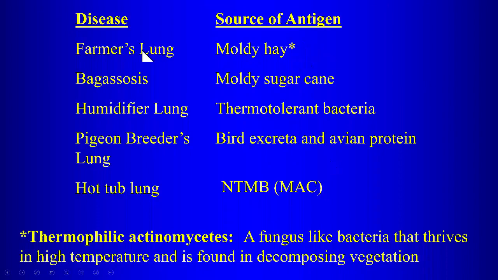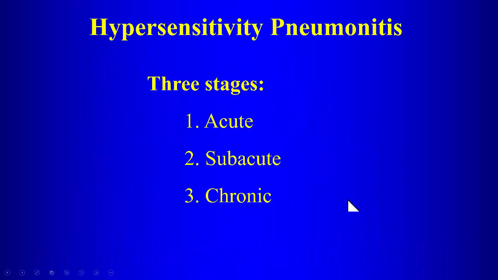The disease is named by the antigen: farmer's lung, moldy hay; bagassosis, sugarcane; humidifier lung, thermotolerant bacteria; pigeon breeders, from exposure to birds; and hot tub lung, from atypical mycobacteria that can grow within the hot tubs and give you a hypersensitivity pneumonitis kind of reaction within the lungs.